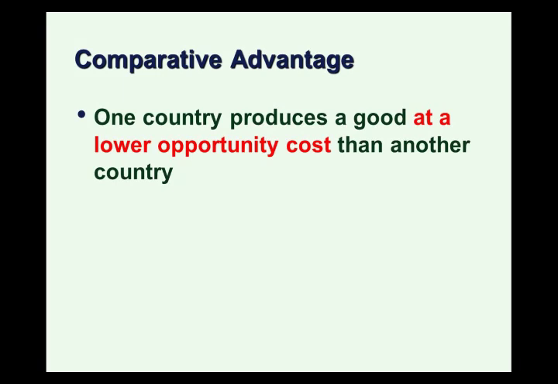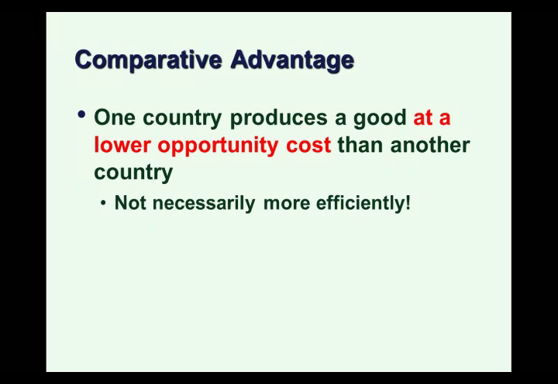So let's think about why this works. The idea behind comparative advantage is that one country produces a good at a lower opportunity cost than another country. Now, not necessarily more efficiently. In other words, a country could be more efficient in the production of many goods, but it still pays for that country to trade and specialize in what they're relatively best at.